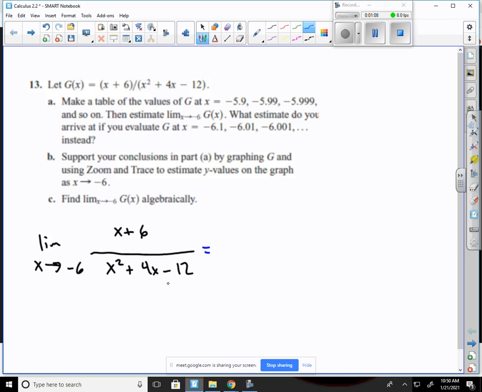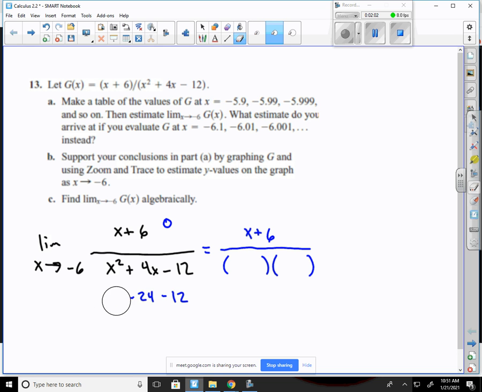And so what I would try to do, just about every time that it says to solve it algebraically, is see if there's something you can factor. I can't factor anything in the top because it's just x plus 6. But if I try to factor the bottom, is there anything I can do? If I tried to put my negative 6 directly into the problem, it'd give me a 0 on top, which is good. But on the bottom, negative 6 squared gives me 36, and then 4 times negative 6 gives me negative 24, minus 12. So that's going to give me a 0 on the denominator, which means I can't solve.